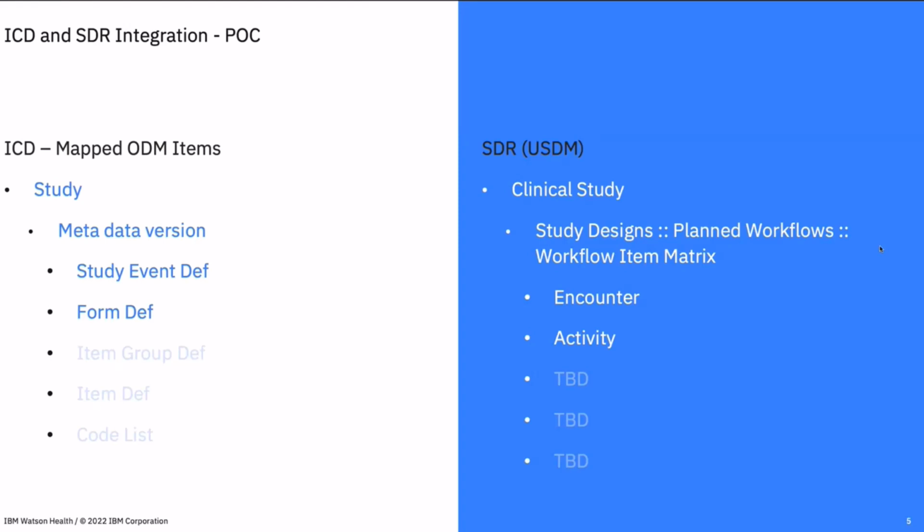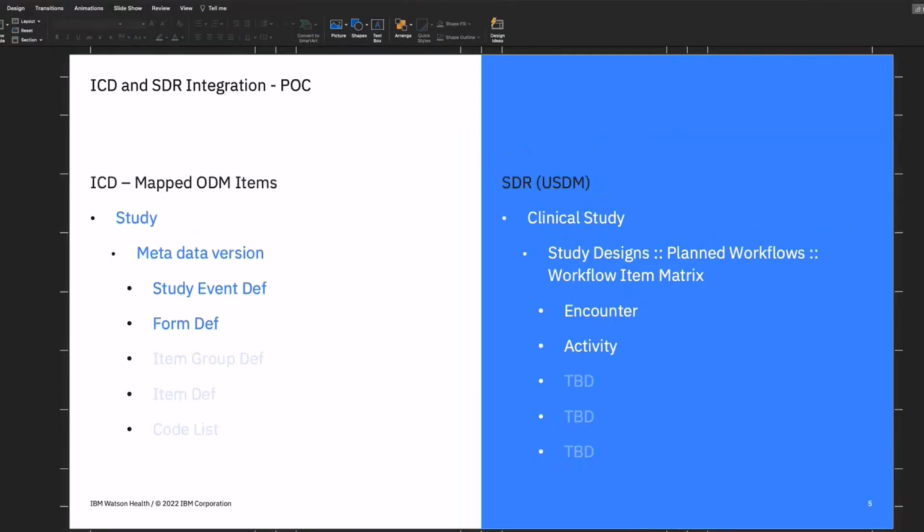The top level, like study data, pulling in and building out a metadata version, which we build from the workflow item matrix that's available in the data model. And then we take encounters and activities and map those into ODM study events and form study event definitions and form definitions. So we can jump into the demo here to break these down more and give a good visual representation of that. So with that, I'll hand it over to Jordan.